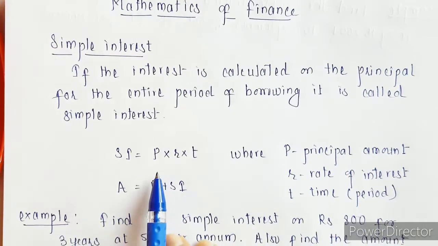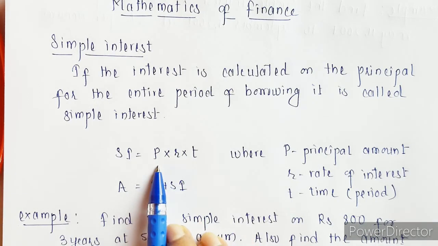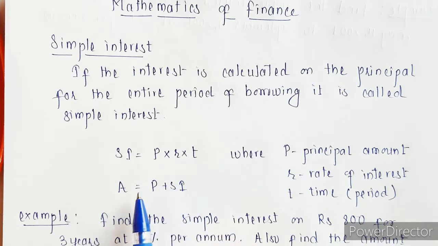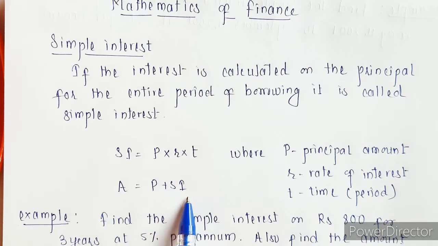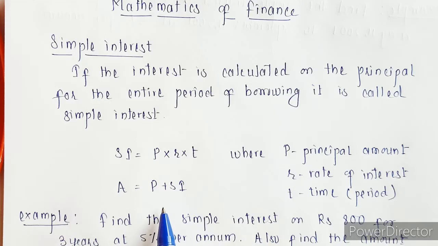and it is calculated by P into R into T, wherein P is the principal amount, R is the rate of interest, and T is the period for which you are going to invest your money. The total amount is calculated by P plus interest: the principal amount whatever you have invested plus the interest whatever you are going to get.